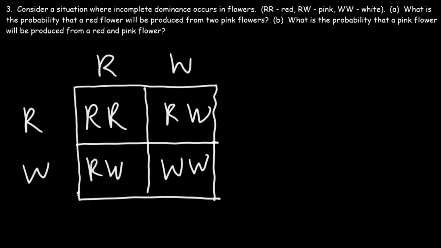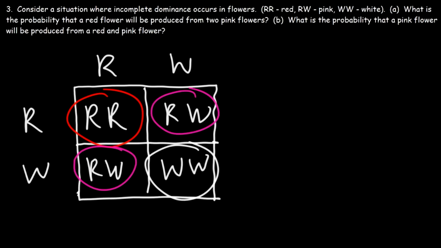So what is the probability that a red flower will be produced? So this is going to be a red flower. Here we're going to get a white flower. And let me look for a pinkish color. So these 2 will represent the pink flower.